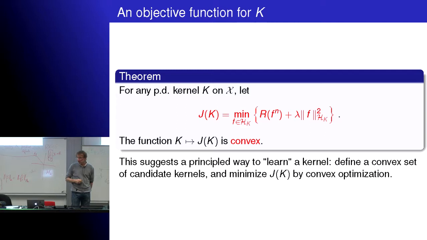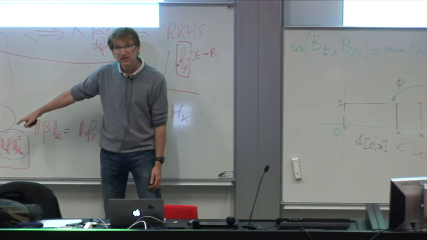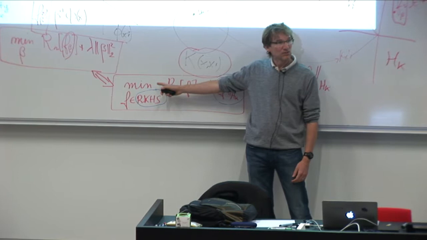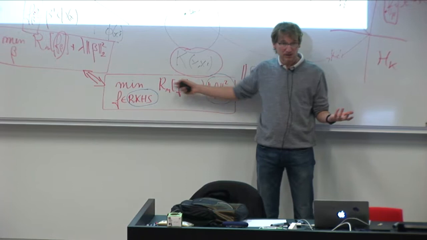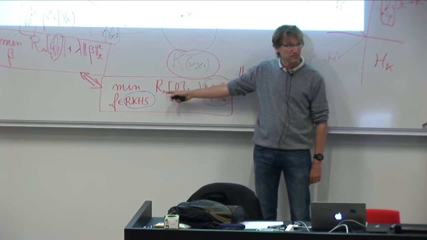One objective function that has been proposed is exactly the value of the minimum of your learning algorithm. Remember, we do learning here by saying, if you give me one kernel, I look for a function that minimizes some empirical risk penalized by something. If you give me another kernel, I do the same. Now, if I want to compare the two kernels, perhaps a good way is to look at the value of the minimum. Perhaps it's not, but at least it's one possible choice.